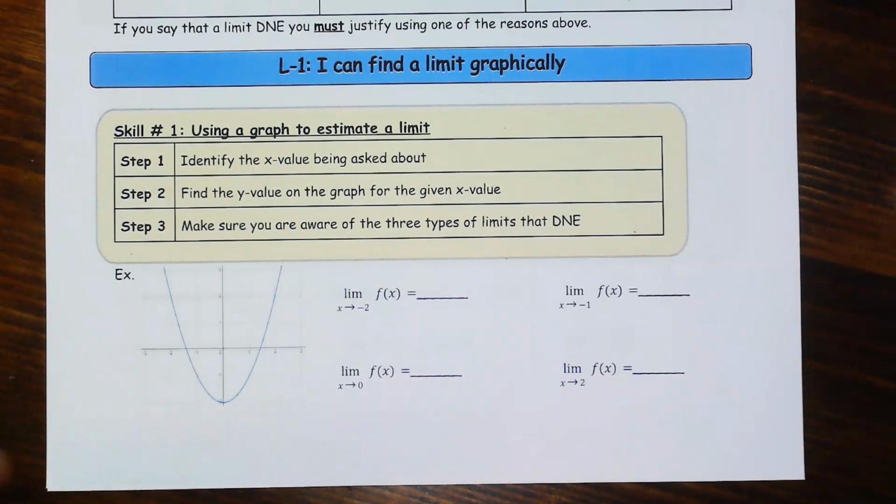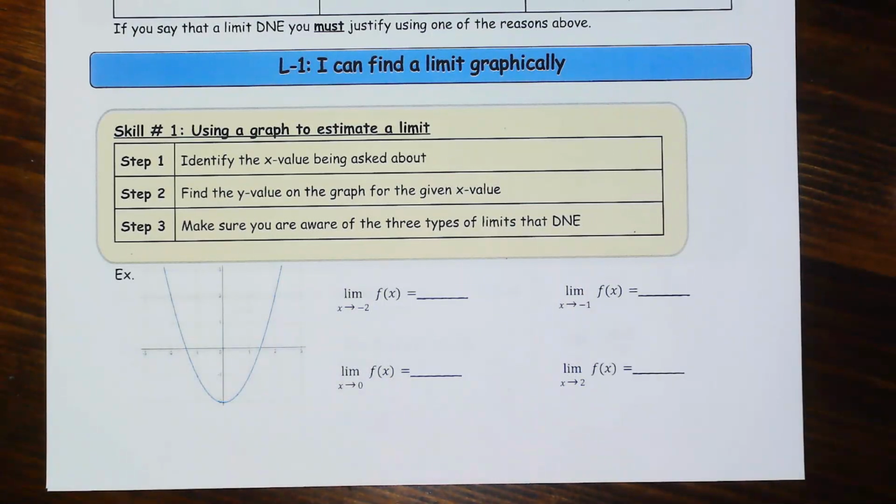What we're doing now in this video series is we're going to start to jump into the actual learning targets. Okay, so L1, I can find a limit graphically. So basically there's lots of limits that we can find graphically.